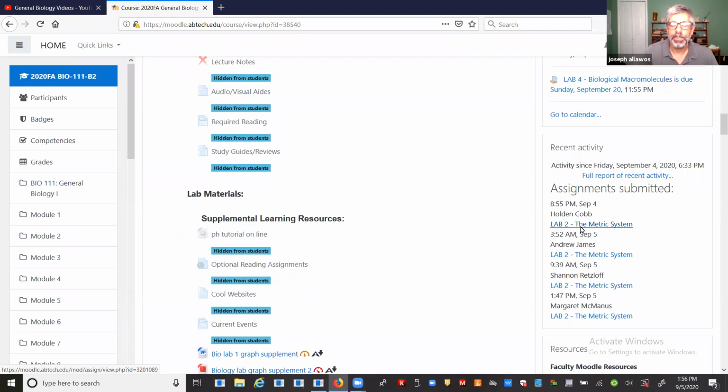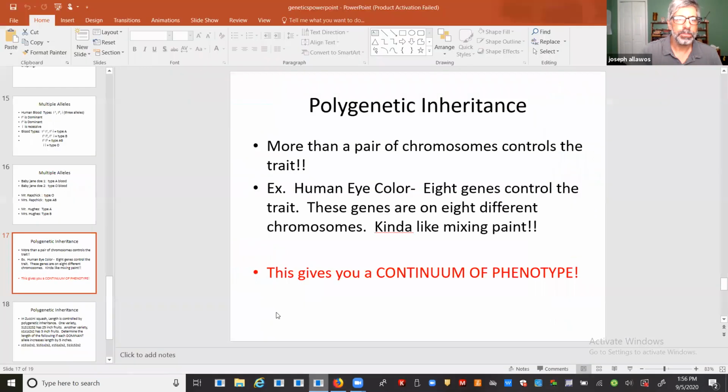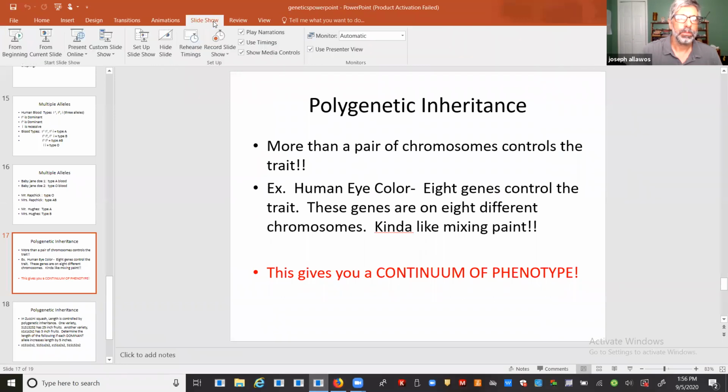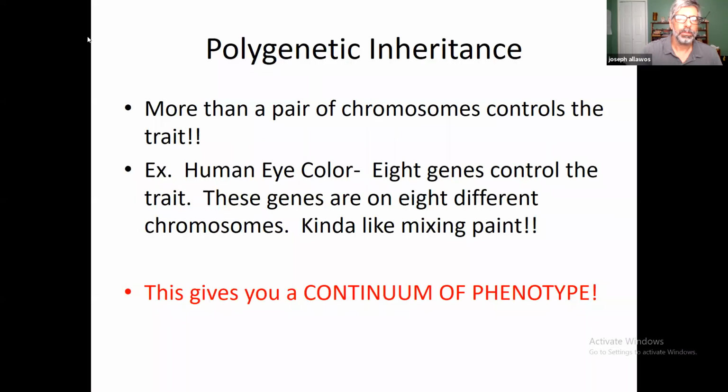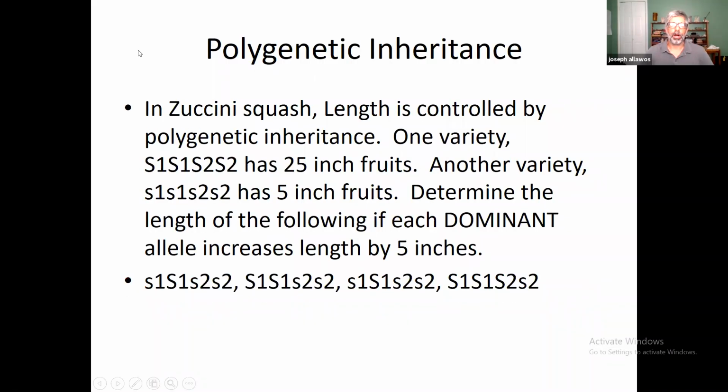All right, team, let's finish up our genetics, and we'll talk also about mutations, and then we'll move into the next unit, next topic, that is. So last time we had just begun talking about this idea of polygenetic inheritance.